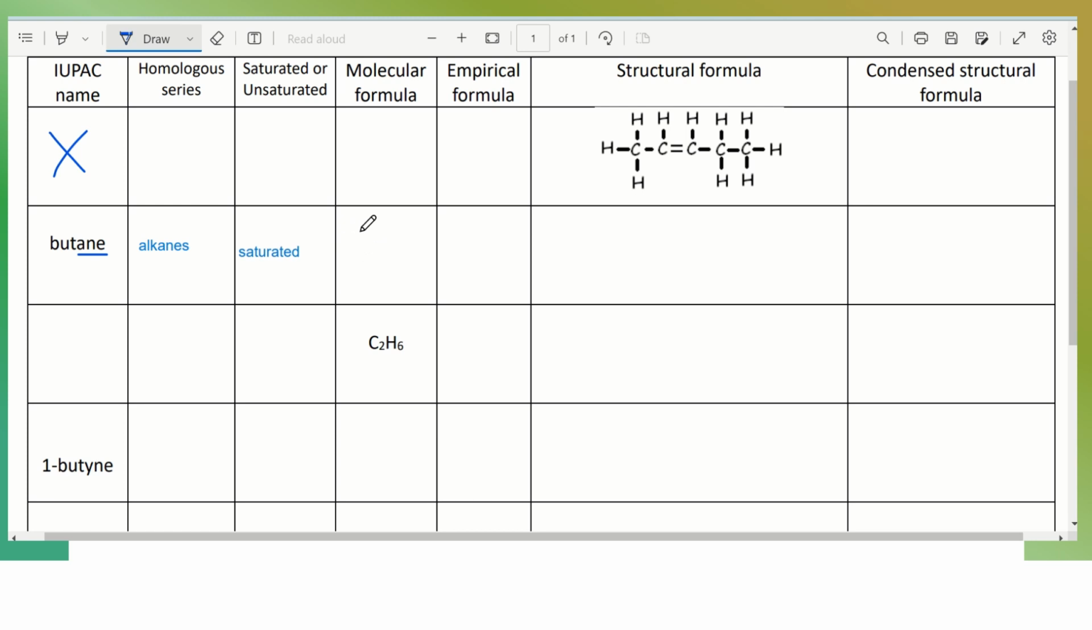So that one I'm going to write this way. C4H10. Now for the empirical formula, I am going to reduce it. So I can divide both of these numbers by 2. So I'm going to get C2H5. And I can't reduce any more, so I'm set.